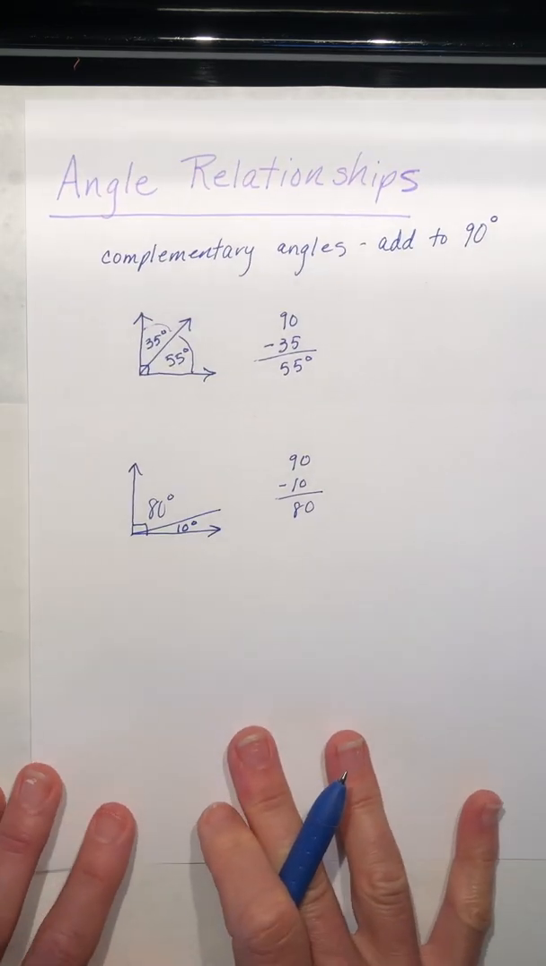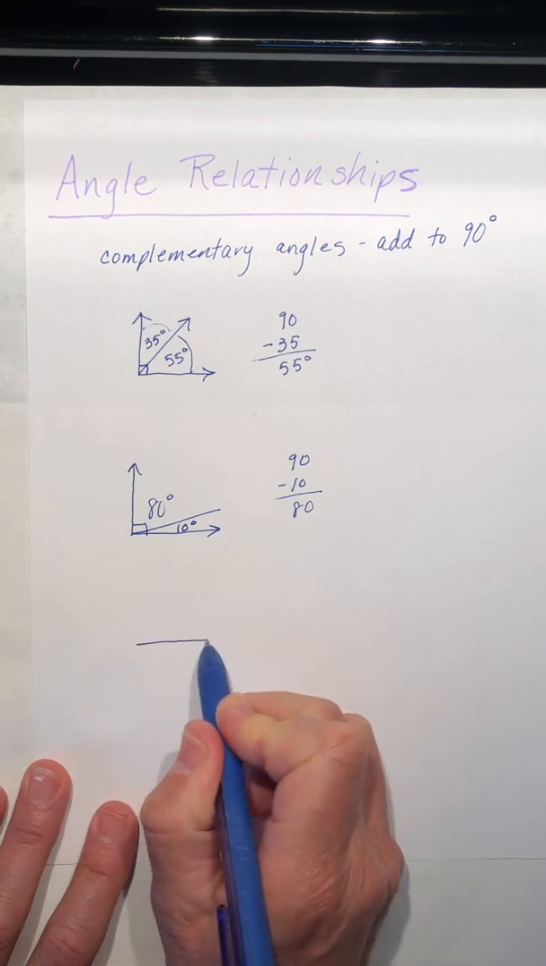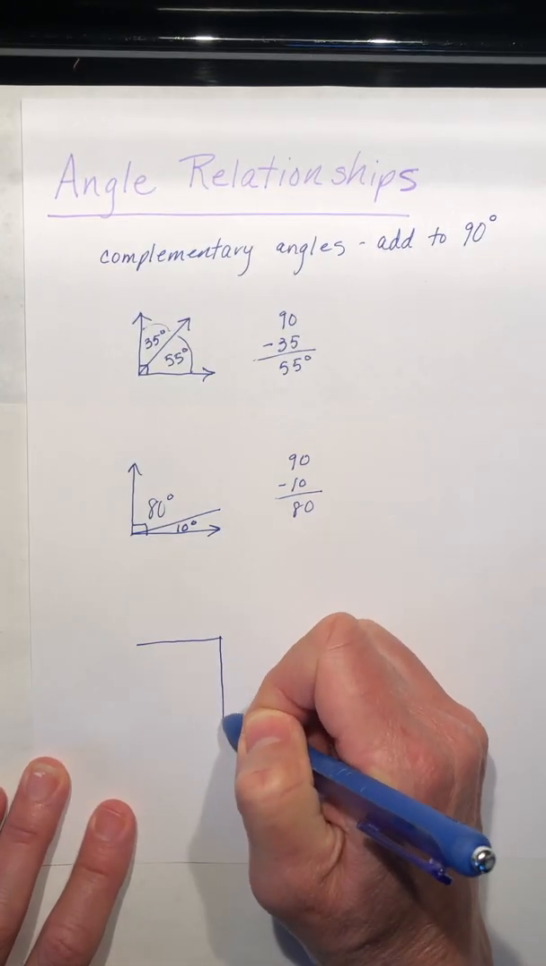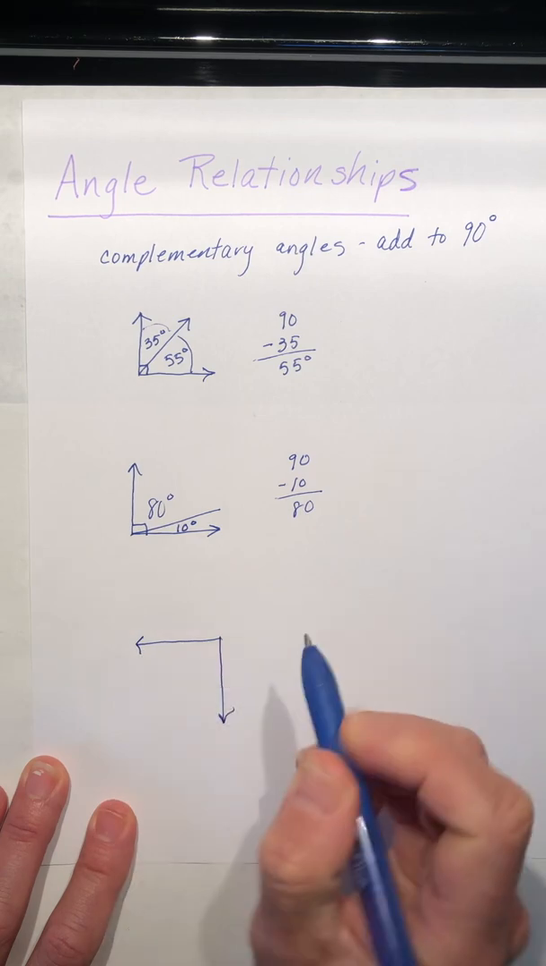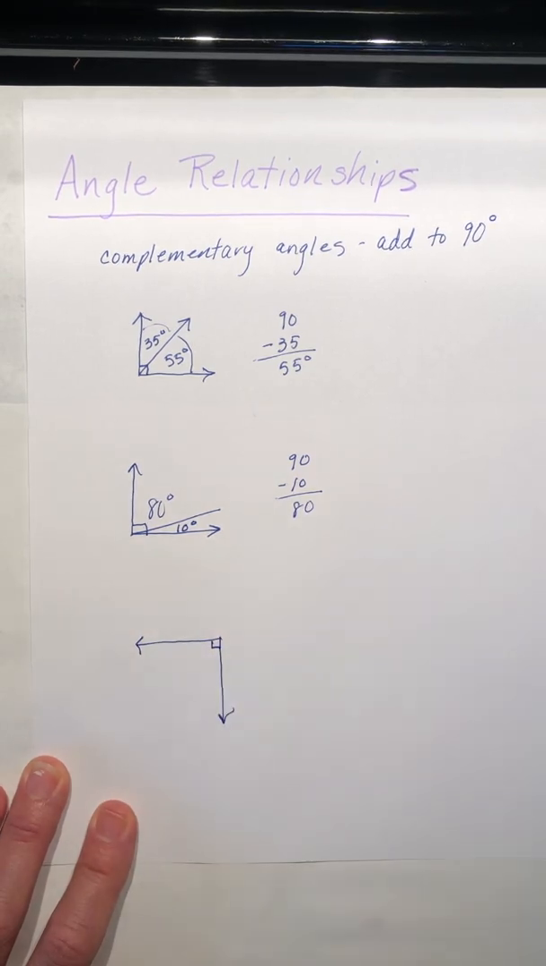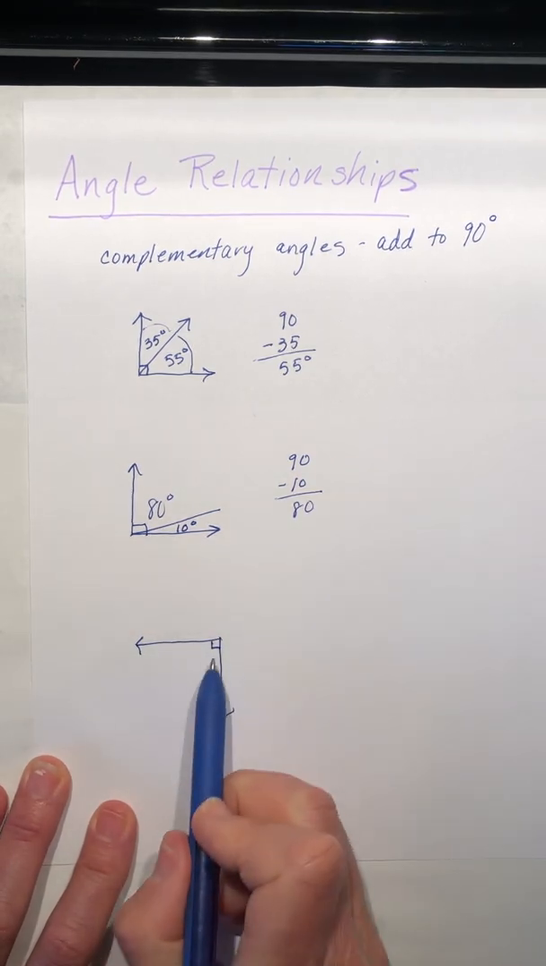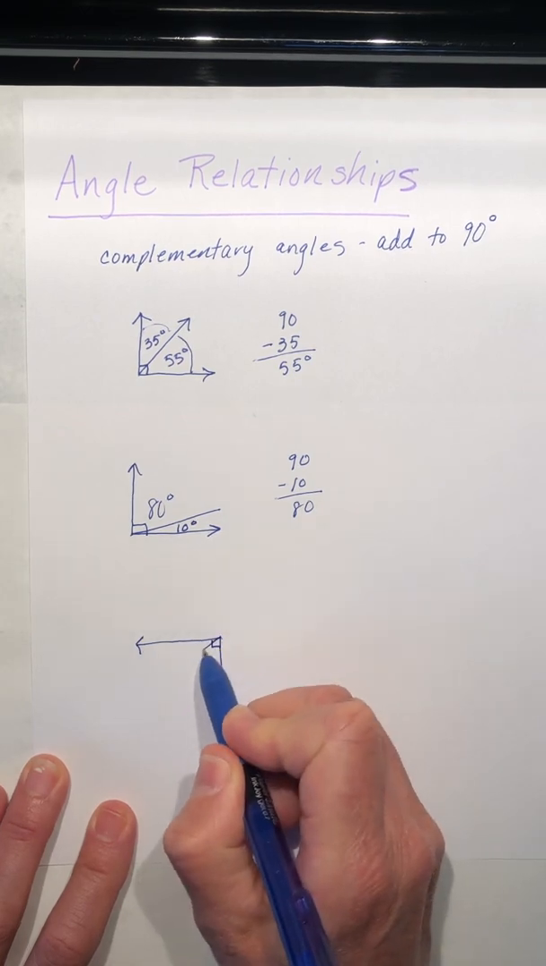Okay, one more pair. Let's look at a slightly different diagram. Sometimes it's hard to recognize things when they're turned a different way. So here's our right angle.